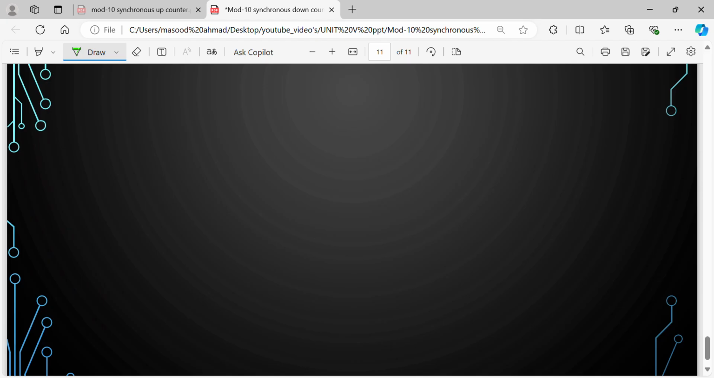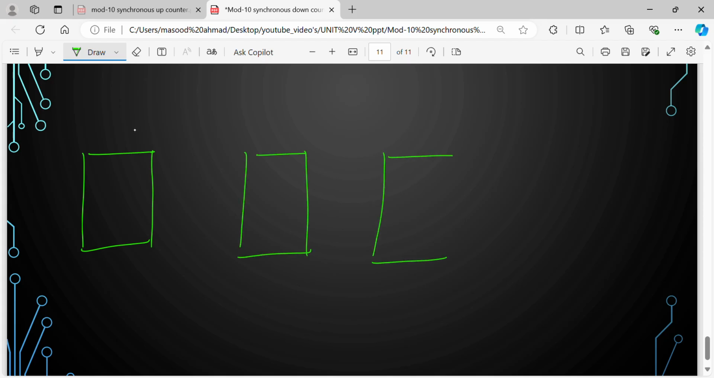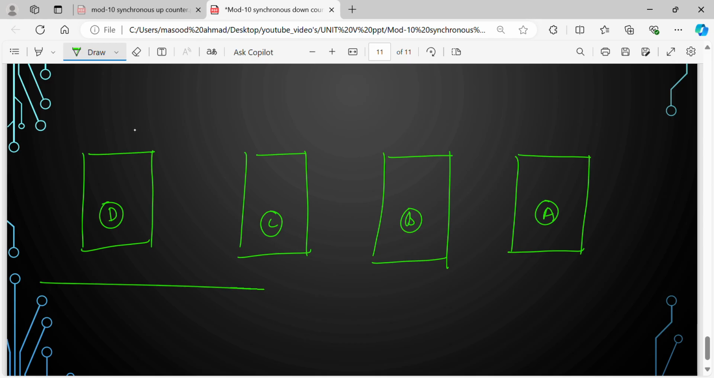How does it look? I will have one flip flop here, then the next flip flop over there, then the next flip flop, then the next flip flop. One is A, another one is B, another one is C, another one is D. Now what exactly do I need to do? I need to have a common clock. The clock is common for all of them. I have a common clock, a synchronous counter, which is a down counter.